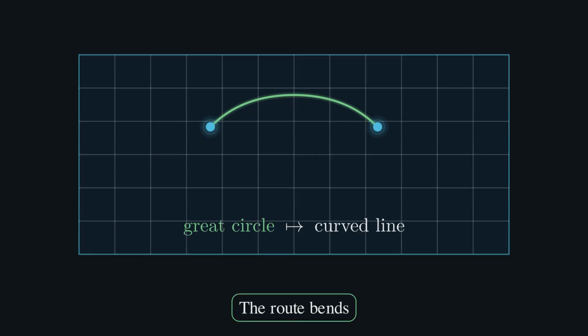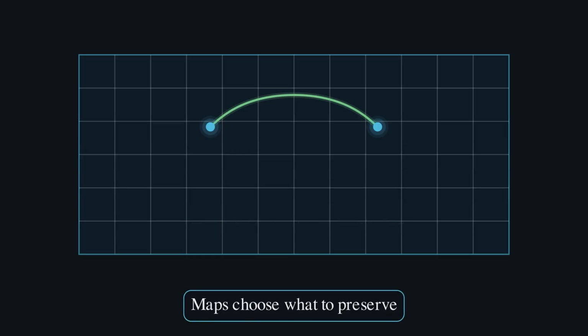On the rectangle, the route arches. Nothing about the journey changed. Only the representation of the curved surface changed. A flat map cannot preserve every global length, angle, area, and geodesic shape at once. Each projection makes a different compromise.